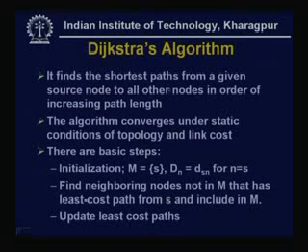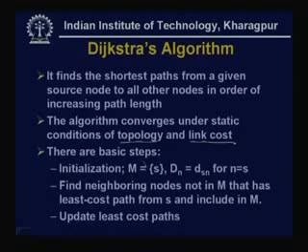It finds the shortest paths from a given source node to all other nodes in order of increasing path length. The algorithm converges under static conditions of topology and link cost. That means when the topology is fixed and the link cost associated with each link is given, it will converge to a solution, and it will give you the optimal paths. And it has 3 steps.